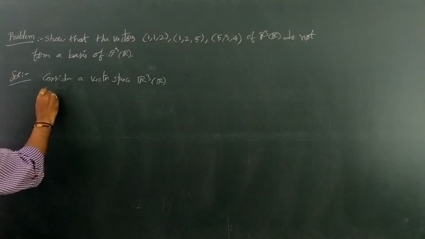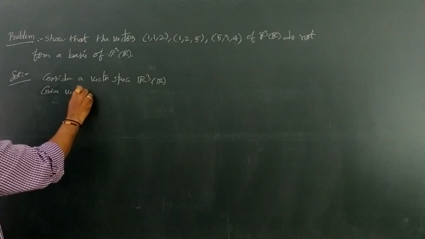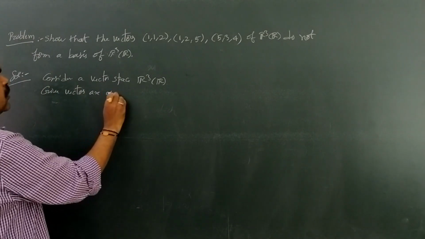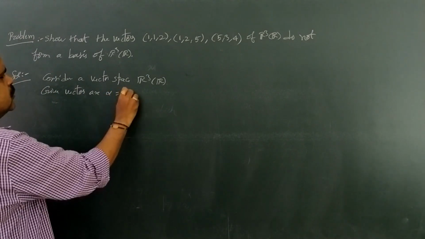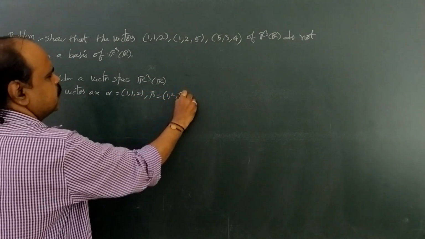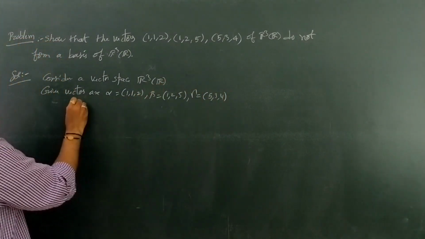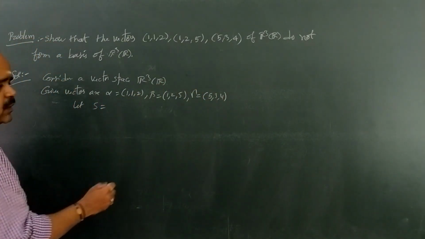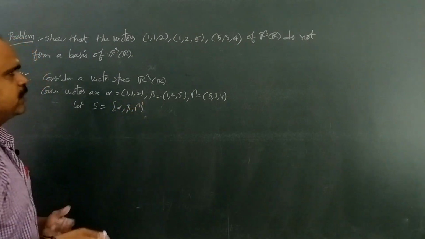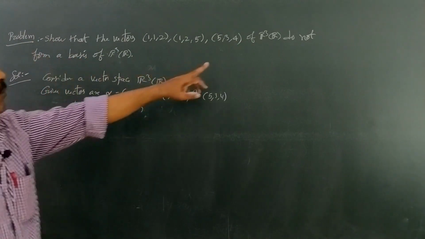Next, let the given vectors be alpha equal to (1, 1, 2), beta equal to (1, 2, 5) and gamma equal to (5, 3, 4). Let S equal to the set alpha, beta, gamma. Now we are going to prove this capital S is not a basis of R cube. The question says do not form a basis.